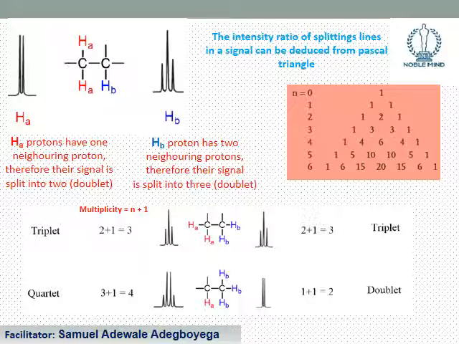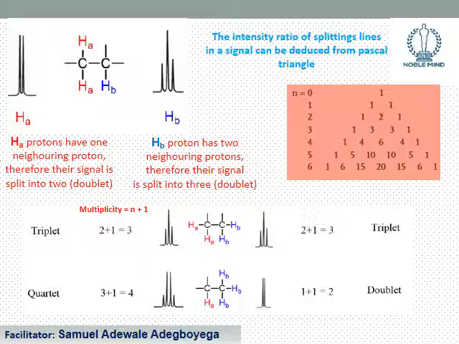Okay, and if you have 3 peaks, we have given a term: 2 plus 1, that 2 is our n, so it's called triplet. And you could see we give examples of compounds that could exhibit protons that could have that kind of environment.